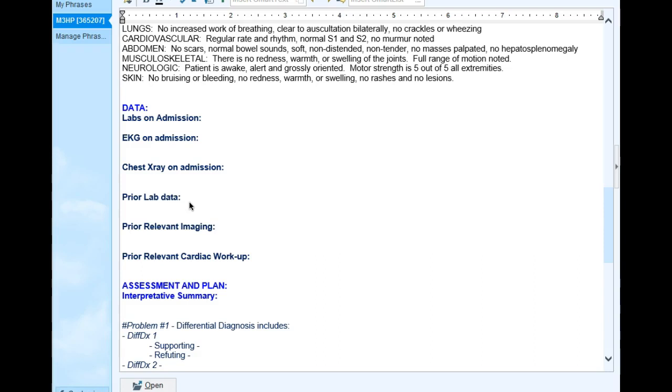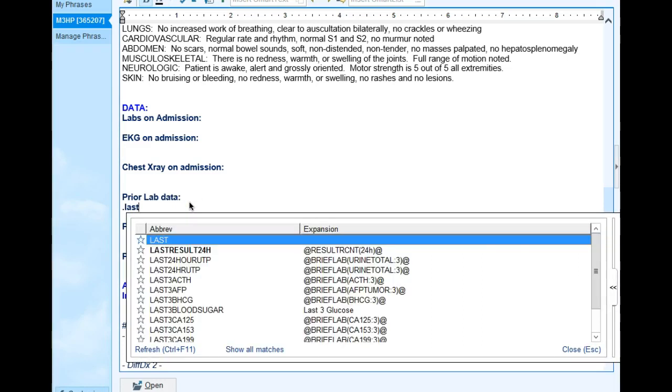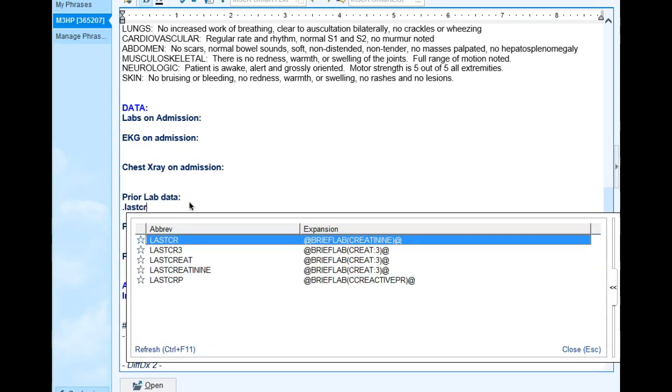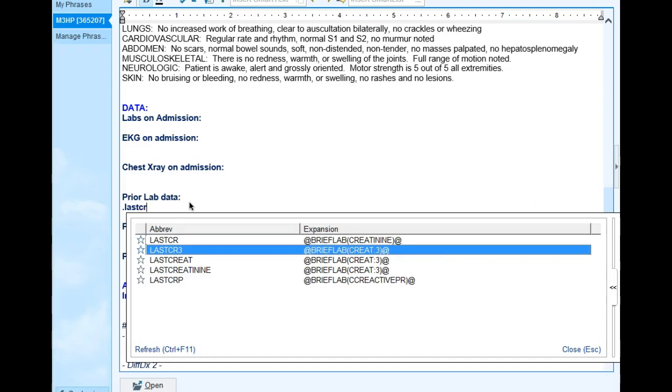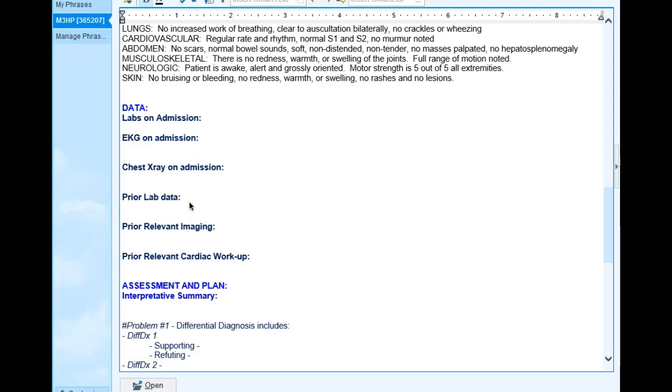You don't necessarily have to manually write everything in. There are dot phrases, like if you want to trend the creatinine, there's a dot phrase, last creatinine 3, that will give you the last 3 readings. You may need more information than that. You may have to trend it back much further, but it at least gives you something to work with. It's good for you to begin to know about various dot phrases that can help with this.